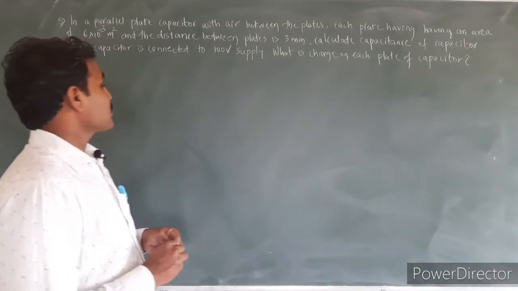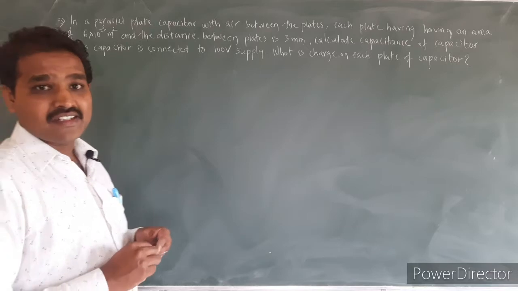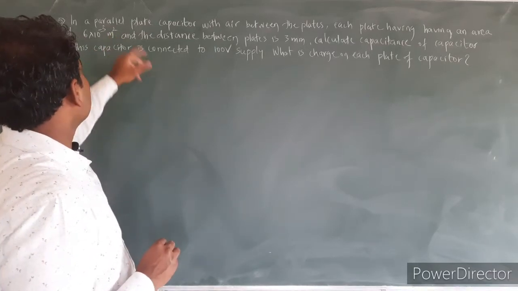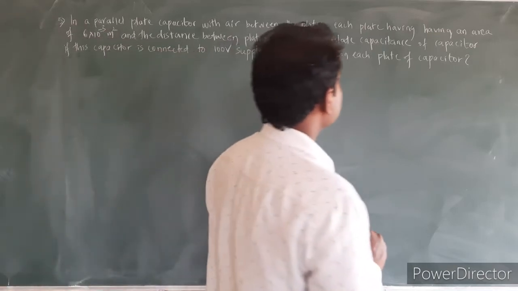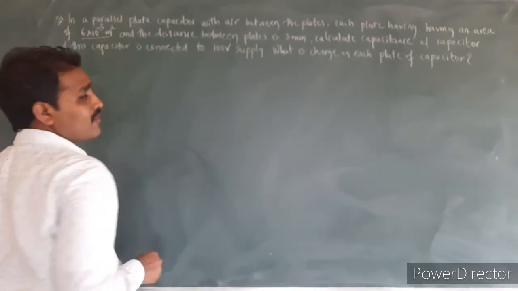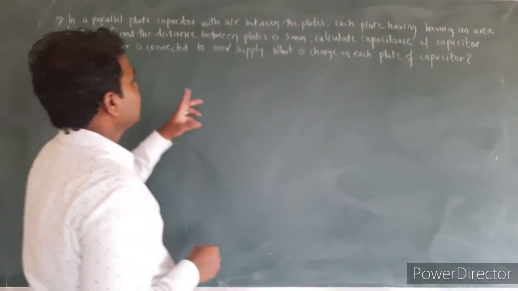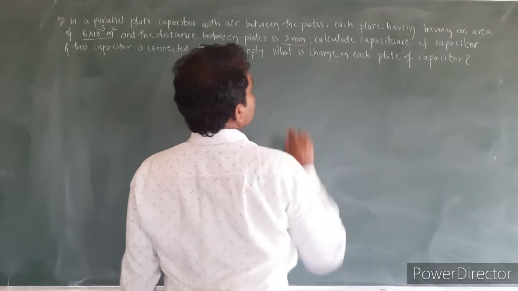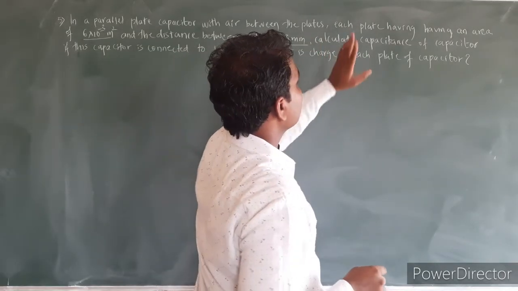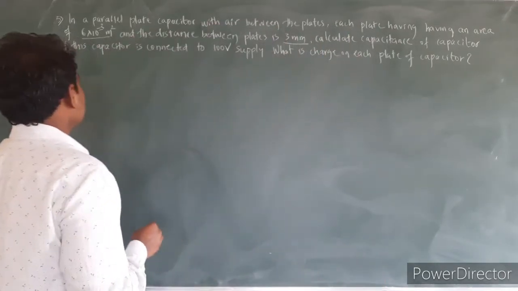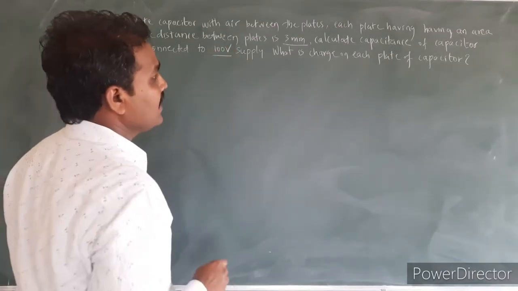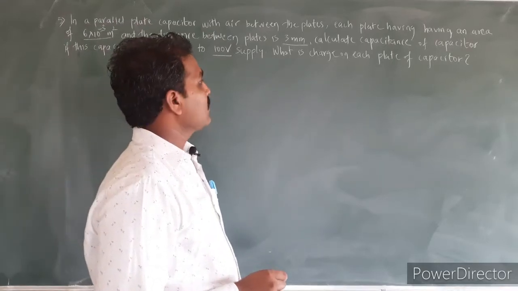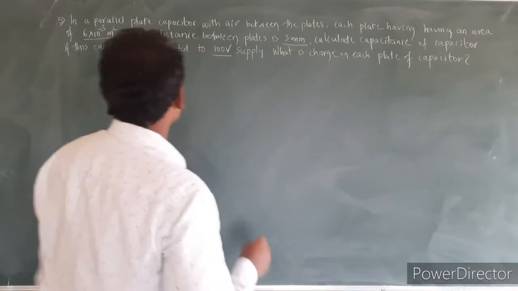Let us look at the next problem here. This question is asked in 2014. They have given that in a parallel plate capacitor with air between the plates, each plate having an area of 6 into 10 to the power of minus 3 meters square, and the distance between the plates is what? 3 millimeters. And we are asked to calculate the capacitance of the capacitor if the capacitor is connected to 100 volt supply. Okay, and they are also asked to find what is charge on each plate of the capacitor.